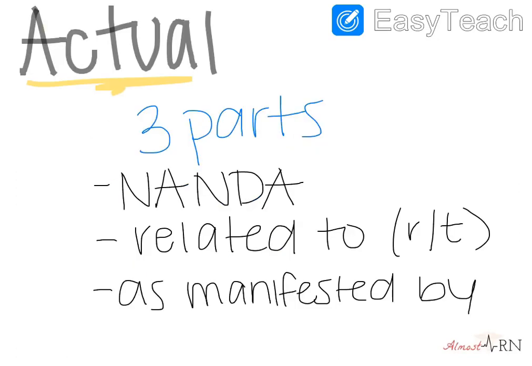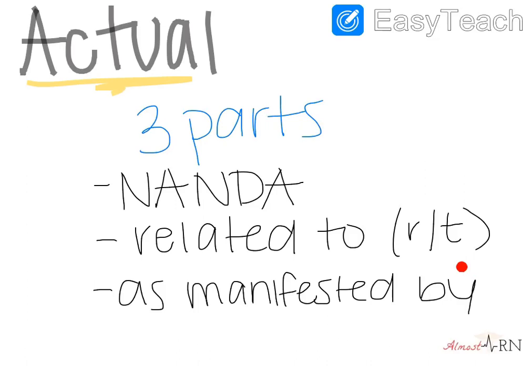So let's get into the details about actual. An actual nursing diagnosis has three parts. It has your NANDA, the related to, and as manifested by. So your NANDA, that is just your nursing diagnosis. That is your issue at hand. Related to, you'll see it written as this sometimes, is the cause. So what is causing this to happen? And a lot of the times too, it'll either be related to or etiology, which is just another word for cause. You could see that as well.